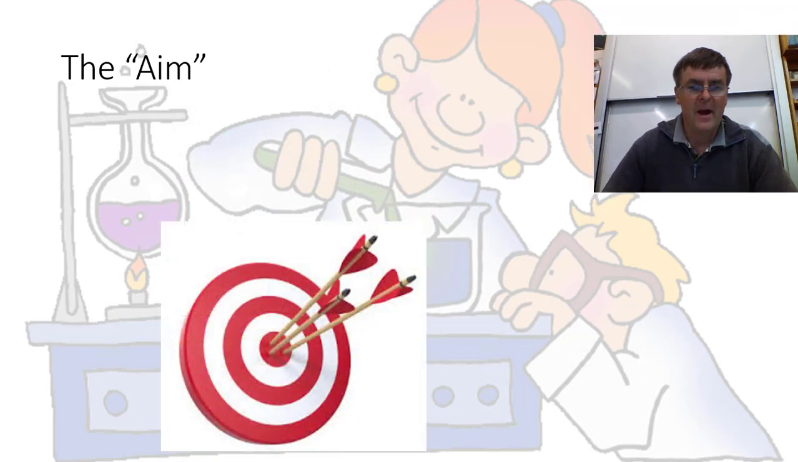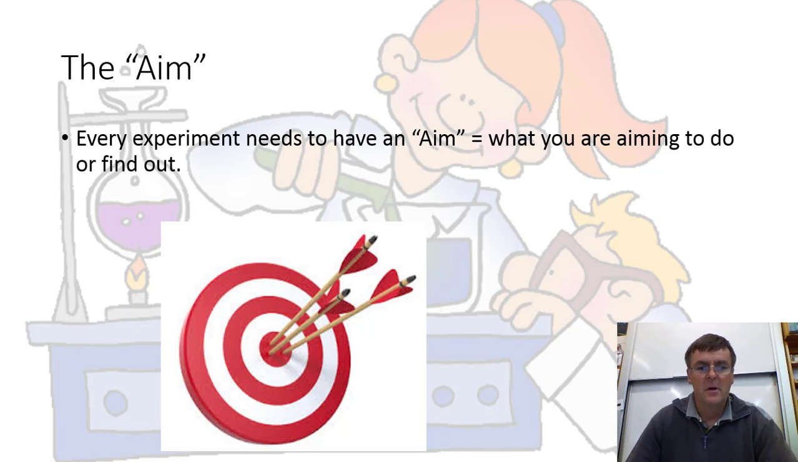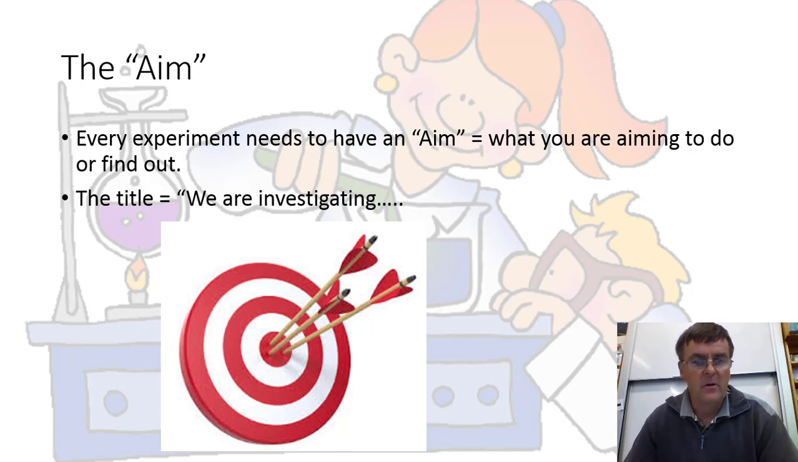So we'll start with the aim. You have a target, a goal, something you want to find out. So every experiment, what are you actually aiming to do? What do you want to find out? This is like your title. You're investigating, I don't know, what makes a cake sweeter? Does the amount of sugar in the cake, changing that, make it taste sweeter or not? So we can write up an investigative title about that.